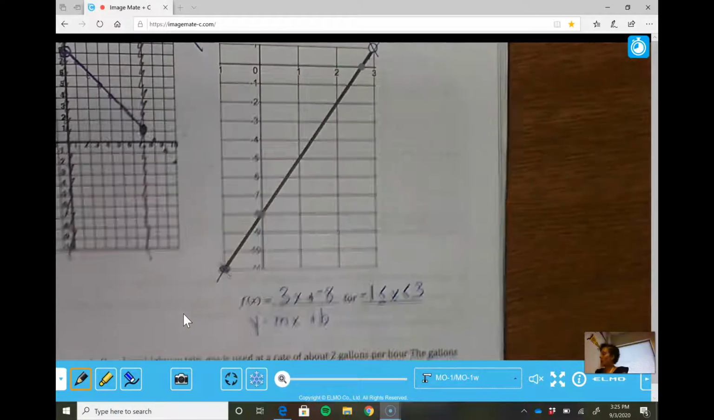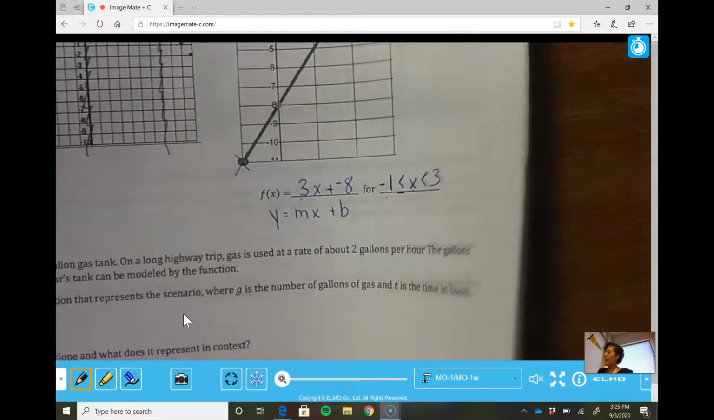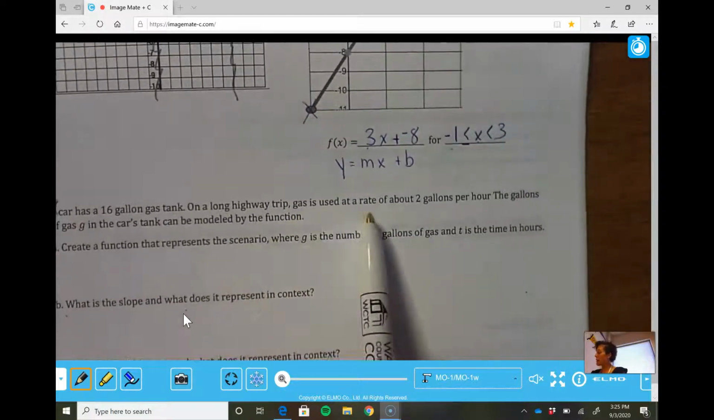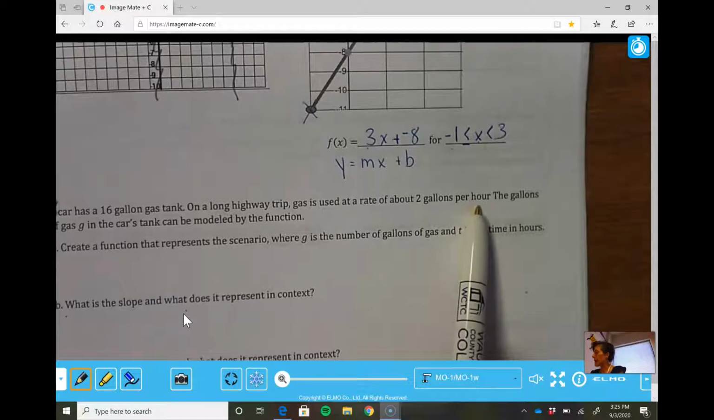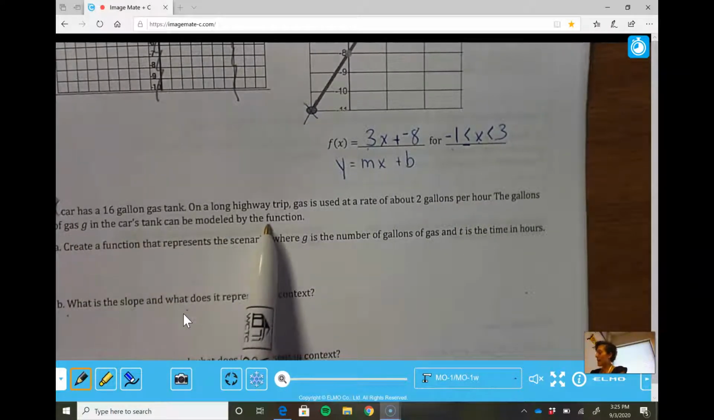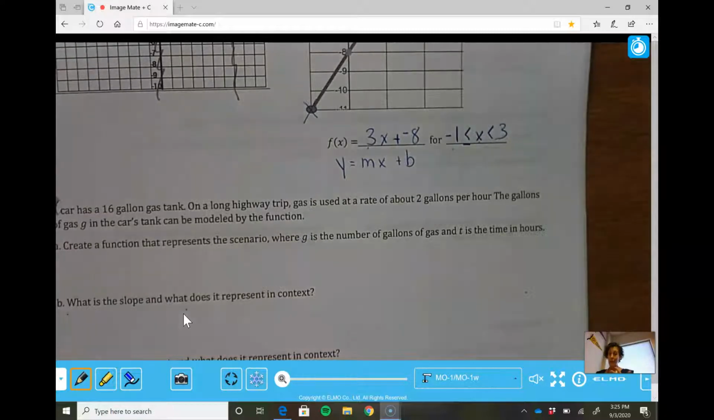All right, just a little bit more, and then these notes are done, and I'll go over what you need to do. So a car has a 16-gallon gas tank. On a long highway trip, gas is used at a rate of about 2 gallons per hour. And the gallons of gas in the car's tank can be modeled by the function. So I didn't give you the function, so we're actually going to create the function.